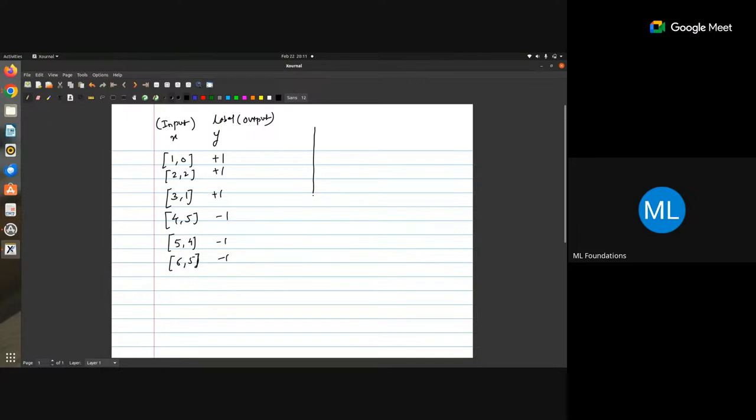So how will it look? We'll try to plot it and I'll show you. I'll write the first value as x1 and the second as x2, so the axes will be x1 and x2, correct? Now 0, 1, 2, 3, 4, 5, 6 here, and also 1, 2, 3, 4, 5, 6 here. The point (1, 0): x1 is 1 and x2 is 0, so this is the point.